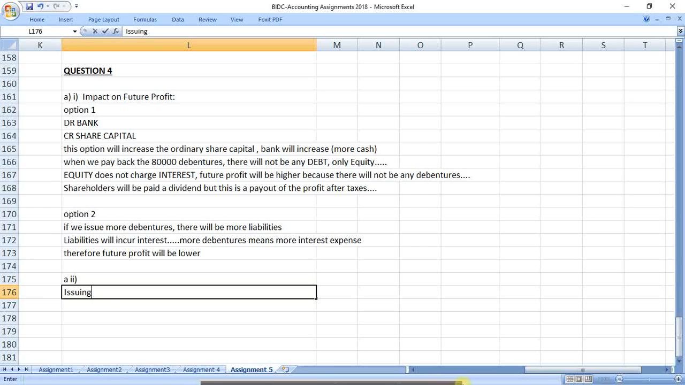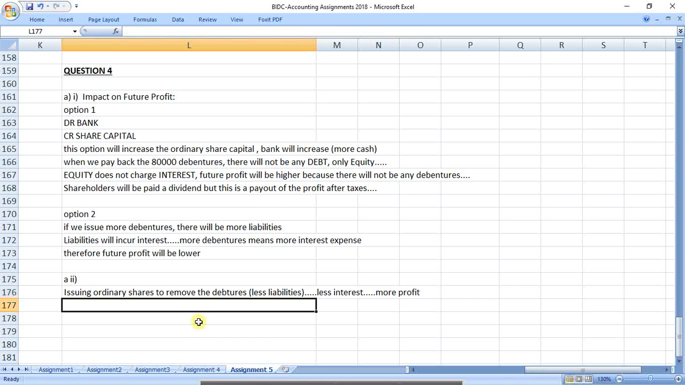Okay, so again, it's up to you. Just with this, there'll be more expenses. Well, yeah, there's more expenses, but at least you still own the business. Yeah. Okay. All right, so option 1 will be a better option: ordinary shares issuing to remove the debentures, brackets, less liabilities, less interest, more profits. Okay, I'm just summarizing. You can write it in a paragraph if you need to. Okay.